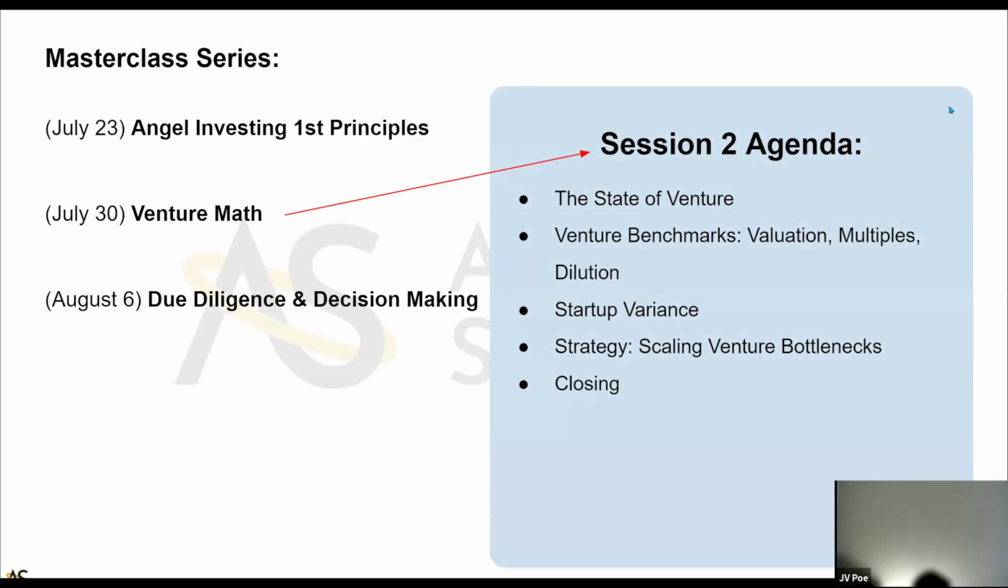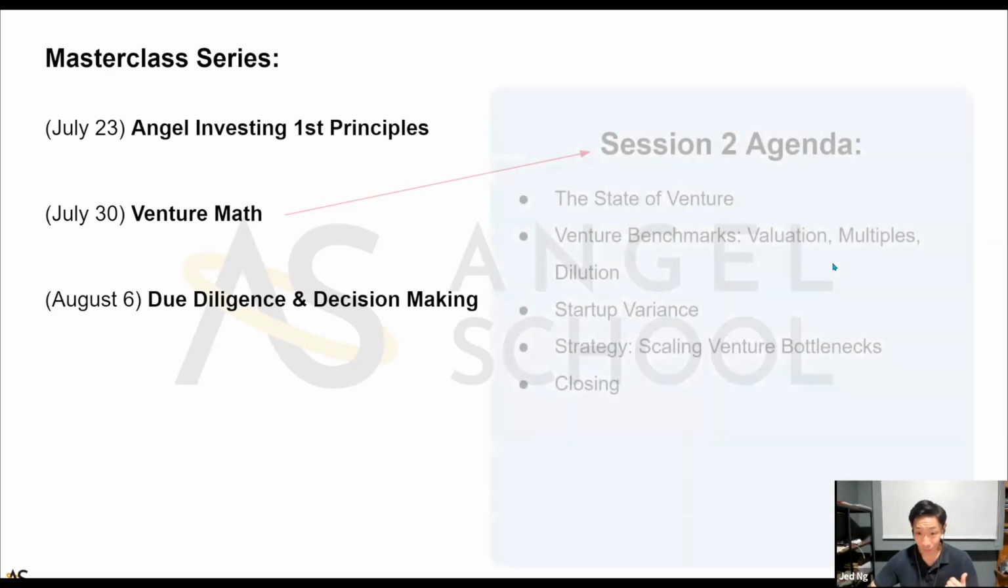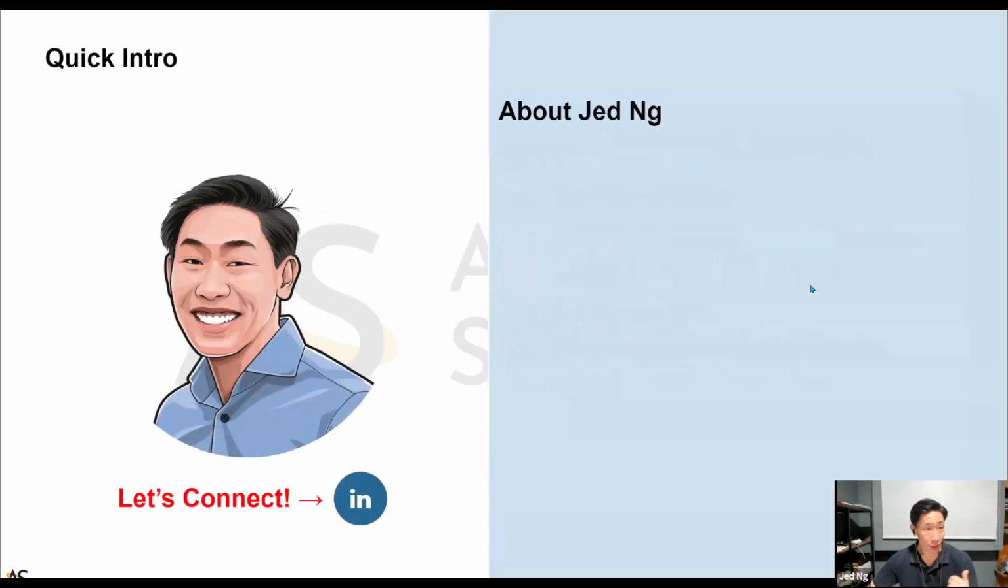And then I want to cover another topic called startup variance. The reason for this is that it's very hard to say what is an average startup because the range is so big. And so I want to just give you some perspective again and to talk about some of these differences so that you're aware of it. And then finally, we'll just do our usual closing, and I'll be happy to do some Q&A and answer any questions and things like that. Okay, so let's get started.